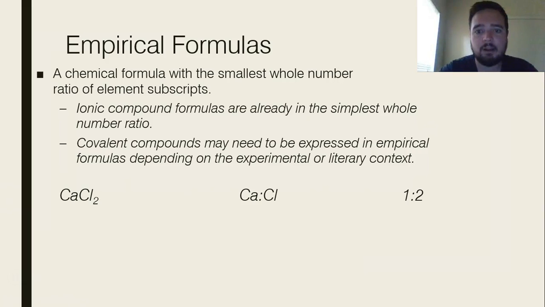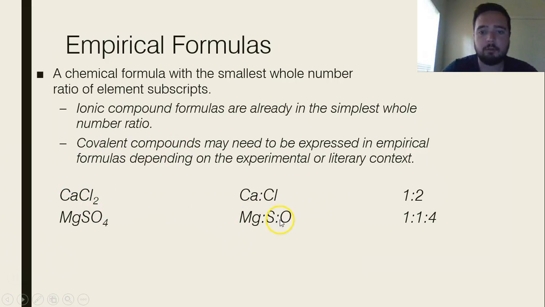So calcium chloride is an ionic compound, so therefore its empirical formula is already its molecular formula. And so there's a ratio between the calcium atoms and the chlorine atoms. So for every one calcium atom, there are two chlorine atoms, and that's represented by the subscripts here. Take another look at magnesium sulfate, also ionic, so we know that it's already in its empirical formula state. But there are three different types of atoms in it. So between magnesium, sulfur, and oxygen, there's a 1:1:4 ratio, because of the one that's invisible here, the one that's invisible here, and the 4 that's here.